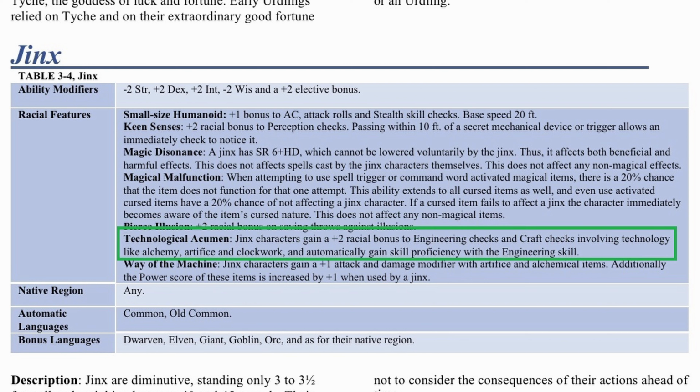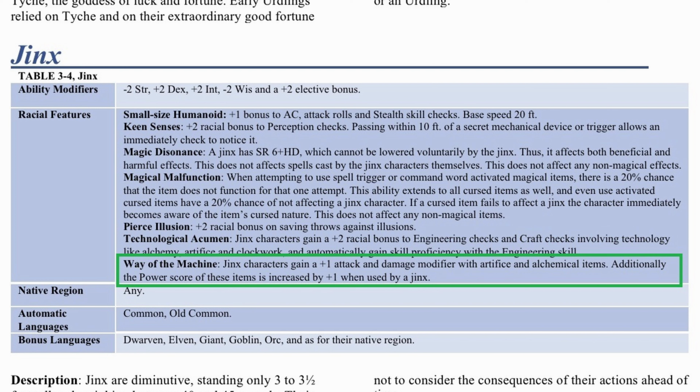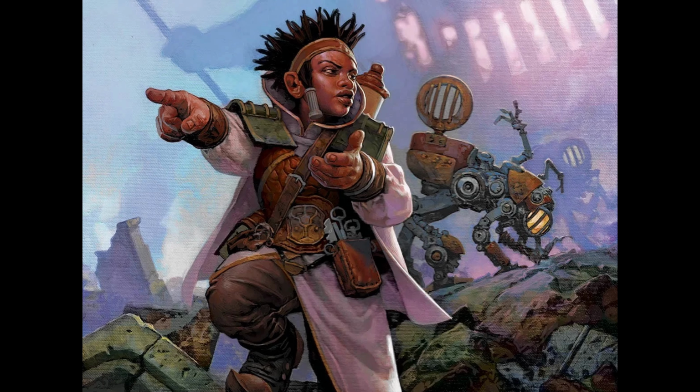And the Jinx also have technological acumen. This feature gives them a +2 bonus on engineering and gives them automatic proficiency with the engineering skill. Last but not least, the Jinx also have the Way of the Machine. This feature gives the Jinx a +1 attack and damage modifier with alchemical items and gives them a +1 bonus on power checks for these items. You might say that the Jinx bring a touch of steampunk style innovation to the world of Avern, and they are equally matched by their counterparts, the Urdlings.